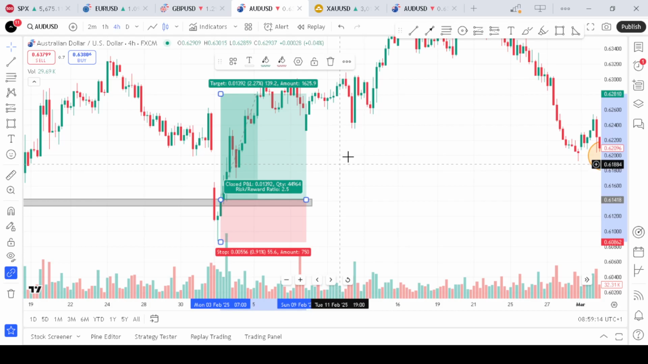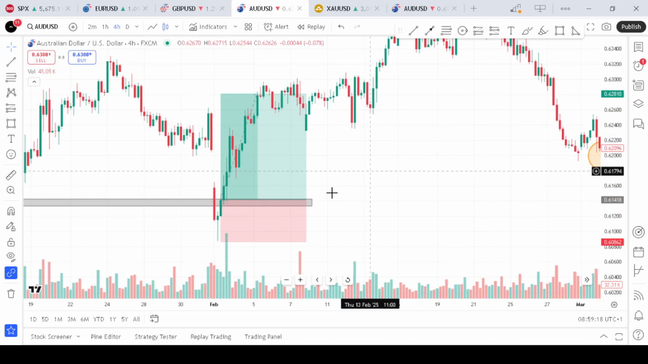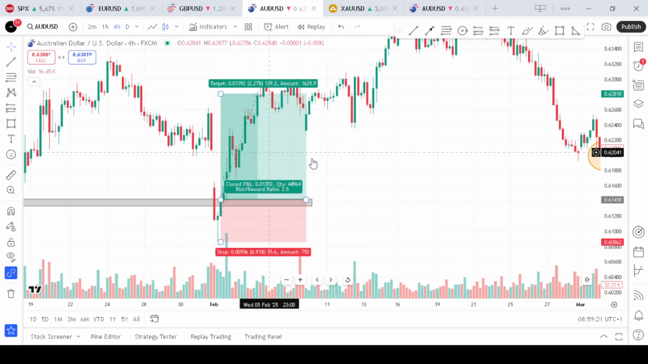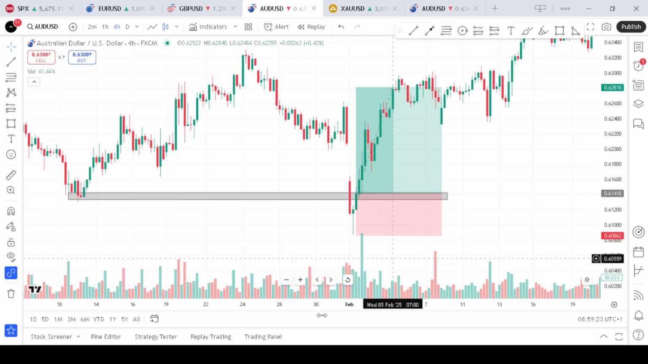Now, the next candlestick pattern we are going to talk about is the evening star. The evening star is the next candlestick pattern we are going to talk about.